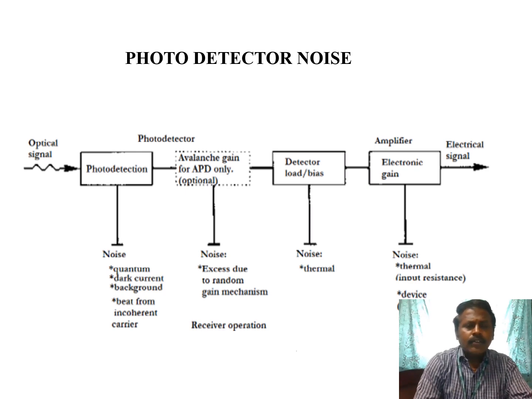Now look at that, the input to the photodetector is the optical signal. The noise added in the photodetector is quantum noise, dark noise, and background noise, from the incoherent carrier. The second one, avalanche gain for APD, is an optional one. If you are going for APD, then we have excess noise due to the random gain mechanism, and we have detector and load bias where the noise is added in terms of thermal noise. Then we have the amplifier, where we can have thermal input resistance and a device. So this is the general block diagram of the optical receiver.